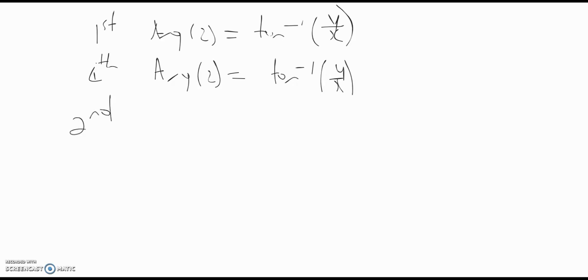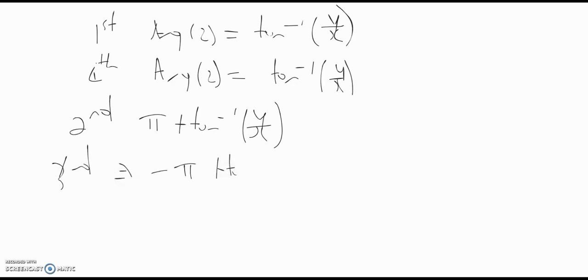Now, in the second quadrant, we're going to have to add pi since we're going anti-clockwise, so it's going to be pi plus tan inverse y over x. And in the third quadrant, since we're going clockwise, it's going to be minus pi plus tan inverse y over x.